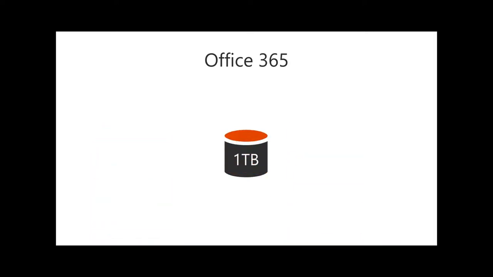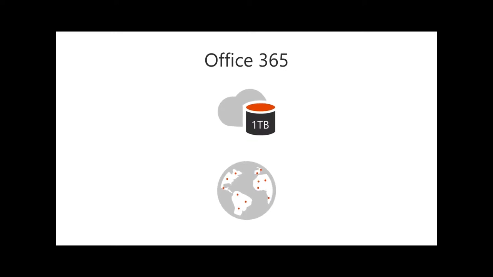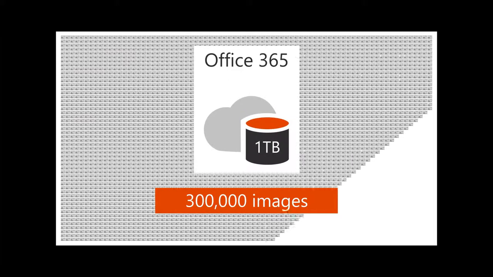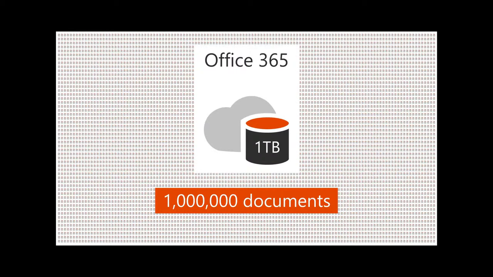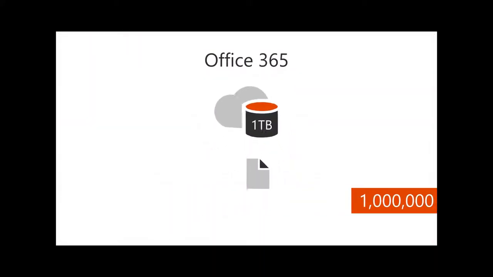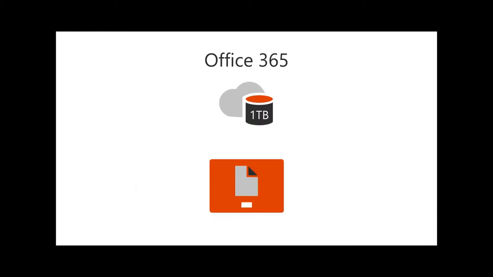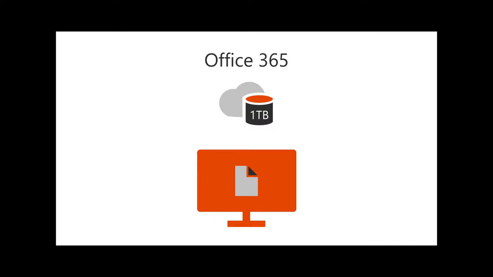You can install Office on all your devices and be signed into 5 at a time. With your subscription, you get a terabyte of OneDrive cloud storage that's accessible from just about anywhere. That's a lot of storage, about 300,000 images or 1 million documents. With your files on OneDrive, you can start a document on your tablet, make edits on your smartphone, and finish on your Mac or PC.